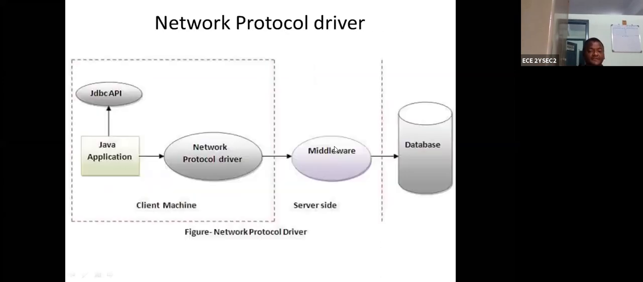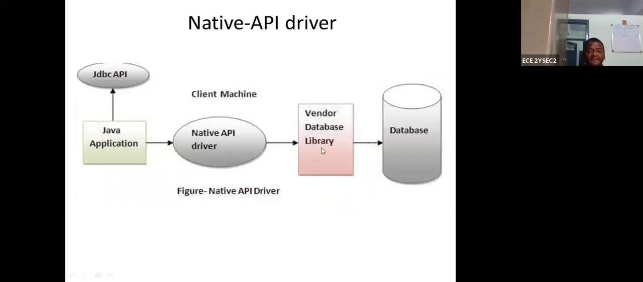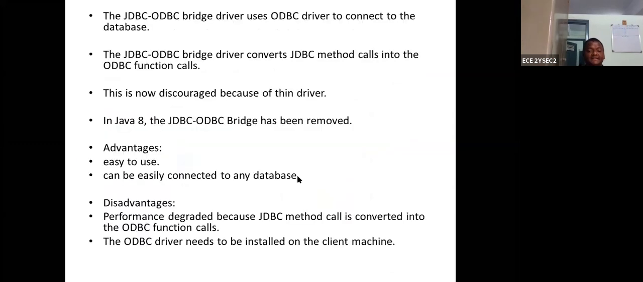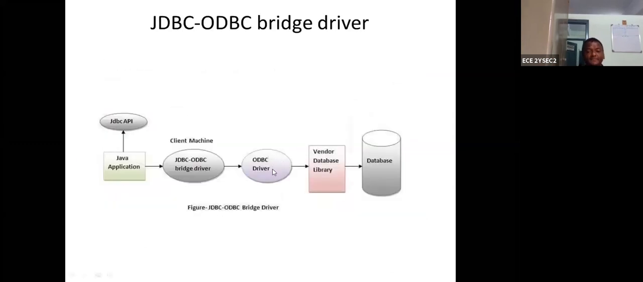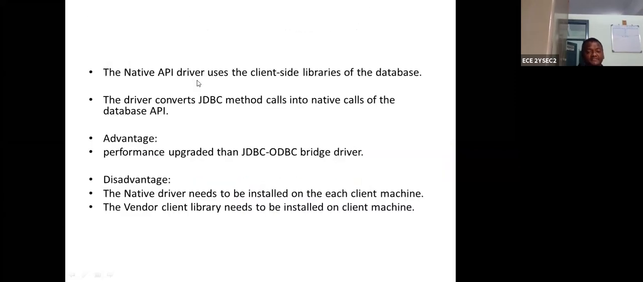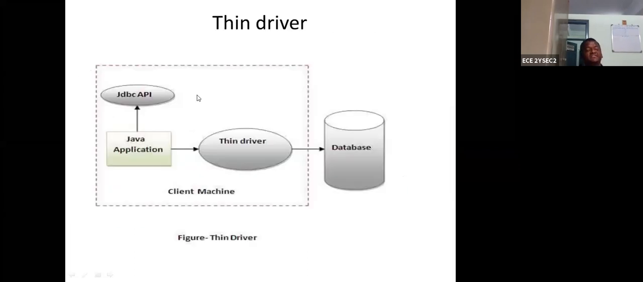Can you check the previous one? Sometimes a middleware is there, sometimes a vendor database library, sometimes the ODBC and vendor database library. So that length is very large. But now the length is very slim: just the Java API, the thin driver and the database. Because of the size of the length, it is called a thin driver.